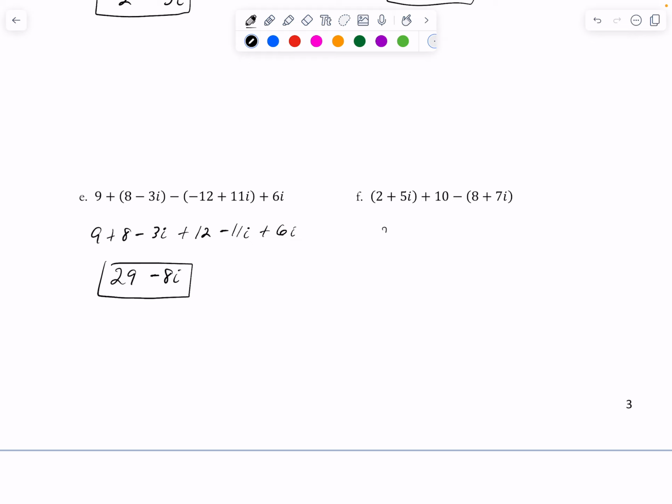And last one here. Take off the parentheses. Distribute this negative. And let's combine like terms. 2 plus 10 is 12. 12 minus 8 is 4. 5i minus 7i is negative 2i.